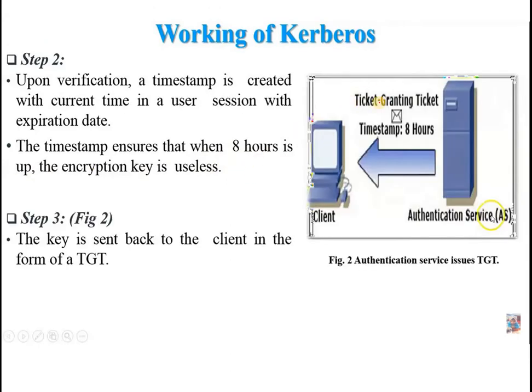So you can see here, the authentication server is generating the TGT, the ticket granting ticket. Along with that, it generates a timestamp of 8 hours, along with the expiration date, and it is sent to the client. The client receives this TGT, and the key is sent back to the client from the TGT. That key, which is generated by the authentication server, is sent back to the client. So now the client has received that TGT.